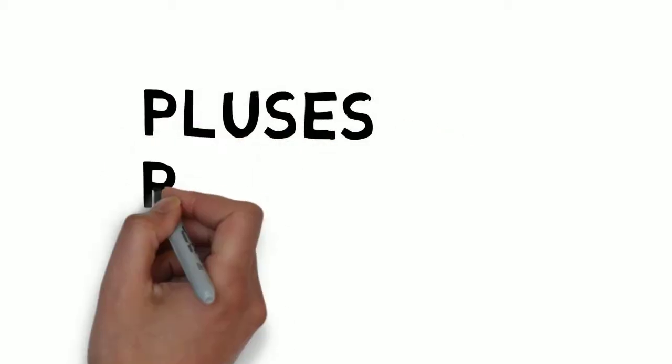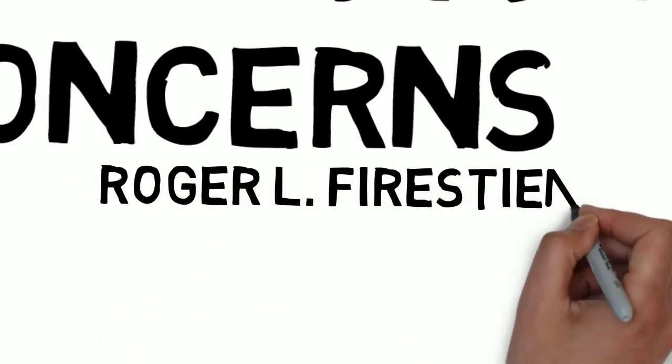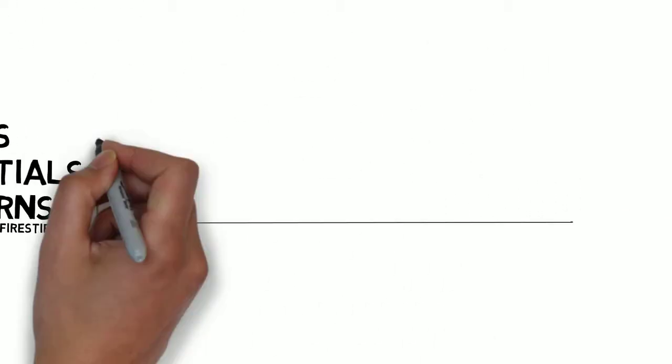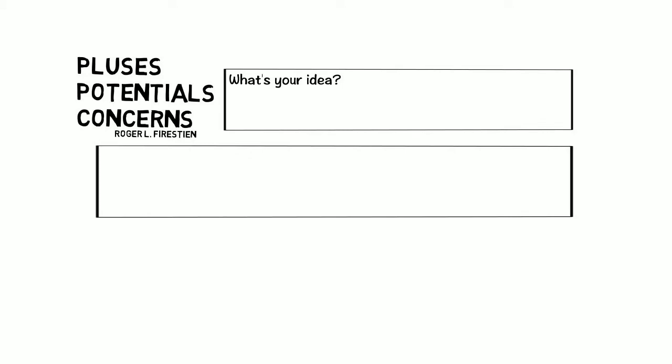This is a technique for developing ideas called pluses, potentials and concerns, and it comes from the American writer and creativity expert Roger Firestone. You start off by taking a piece of paper and writing at the top, what's your idea? So what is the idea as it stands right now?